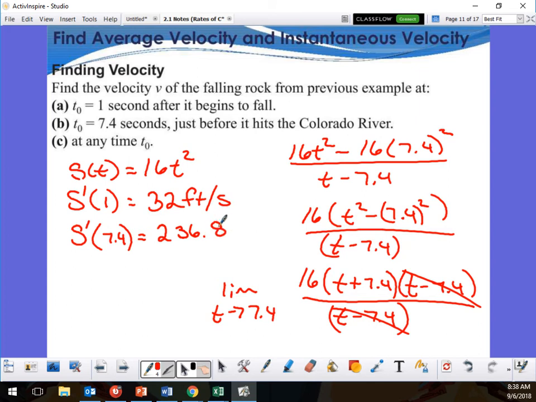Now, units again. There we go. So right before it hits the water, it's traveling at 236.8 feet per second. That is a lot of feet per second. That's going really fast. That's why jumping off high bridges, when you hit the water, it hurts. It's painful.